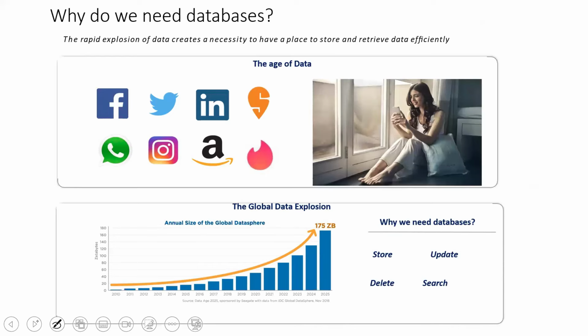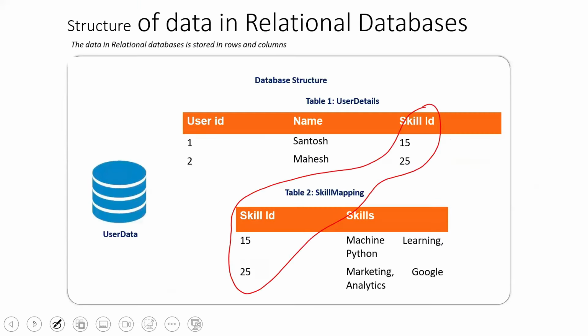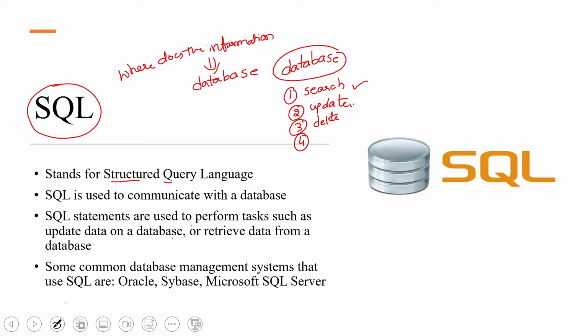Store, update, delete, search. What is this? Not me, you need to tell. Search we have. Update we have. Delete. Store. What are we missing? Store. Now, if someone asks you, what are the four characteristics of a database? What do you say? The four characteristics of a database are search, update, delete, and store. By using SQL commands or statements, we can work on the four characteristics of a database, such as search, update, delete, and store.